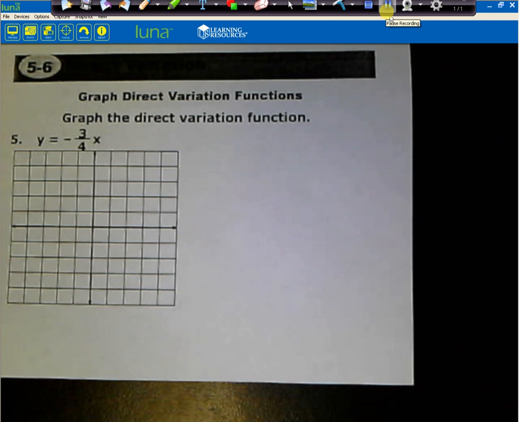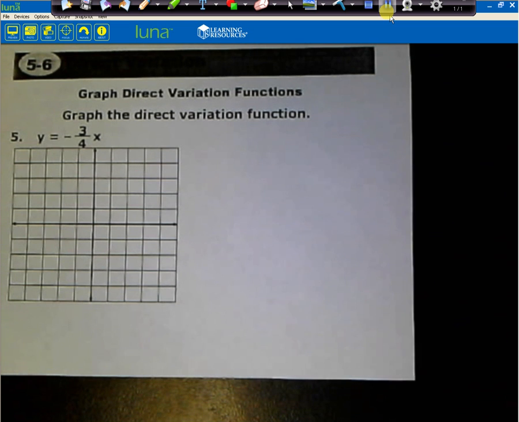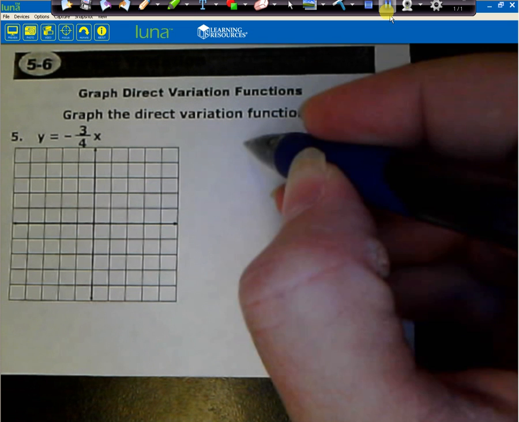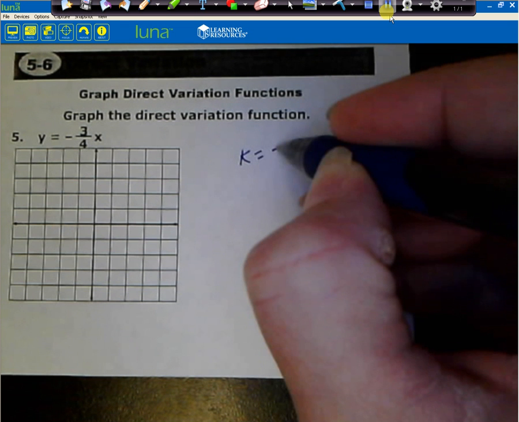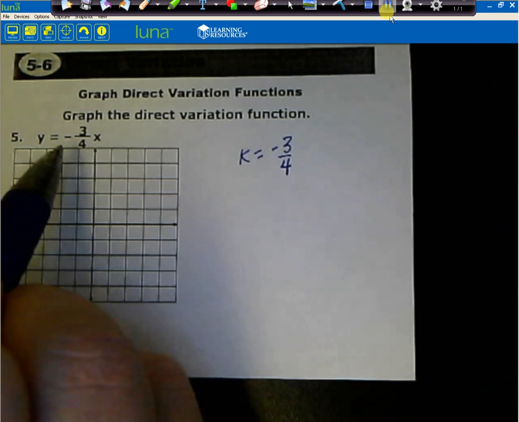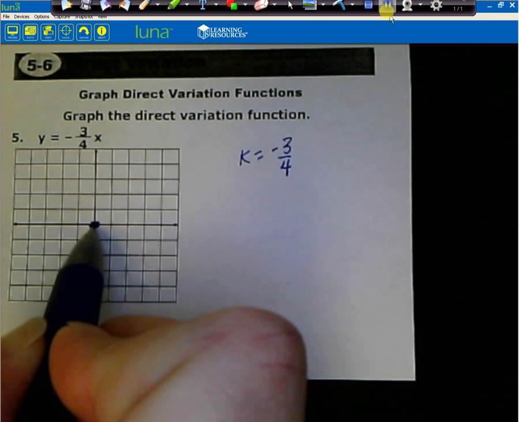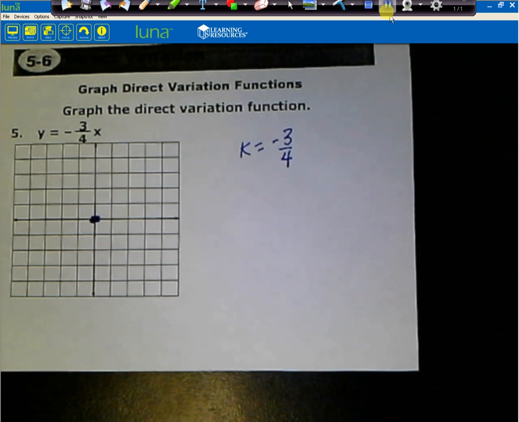All right, now we're going to look at number 5. Number 5, again, is telling us to graph the direct variation function, and it says y equals negative 3 over 4x. So again, this one is already in the right form. I have my y equals kx, so I'm just going to write over here that k equals negative 3/4, because that's what I'm going to move. That's my slope. So I'm going to make a point at the 0, 0, and you need to do that as well. Make a point at the 0, 0.